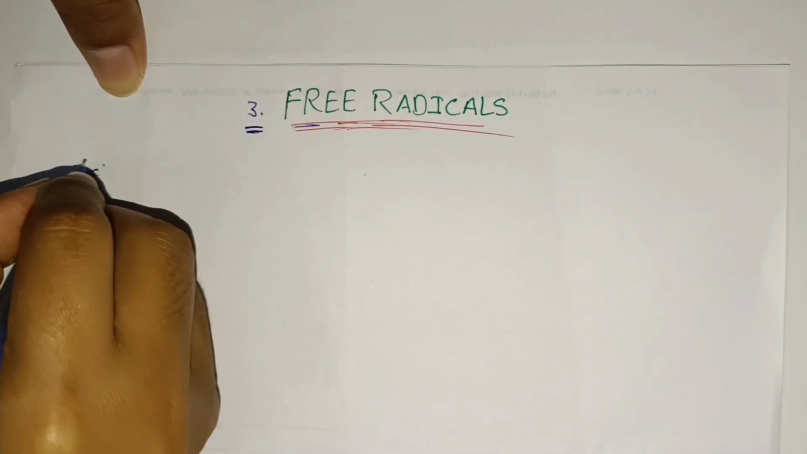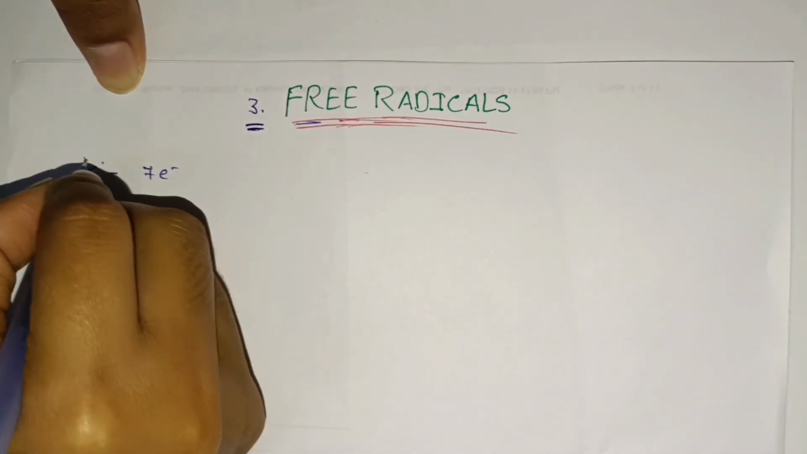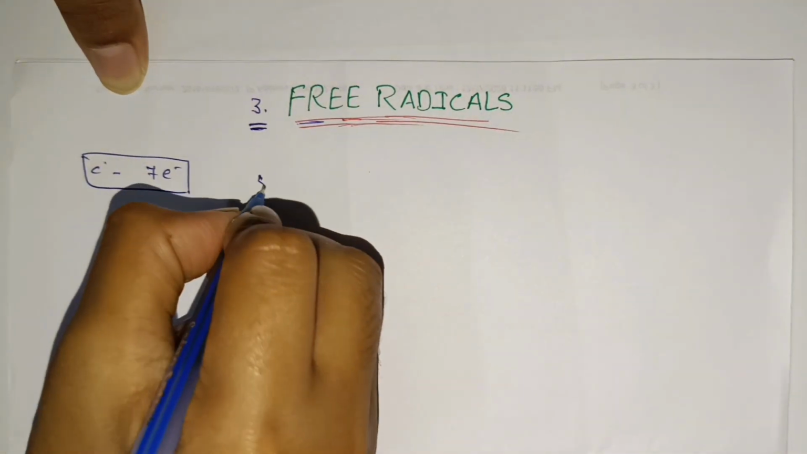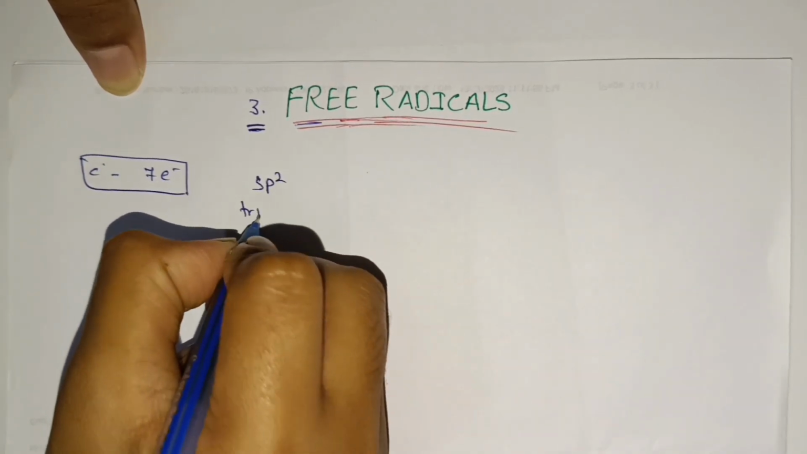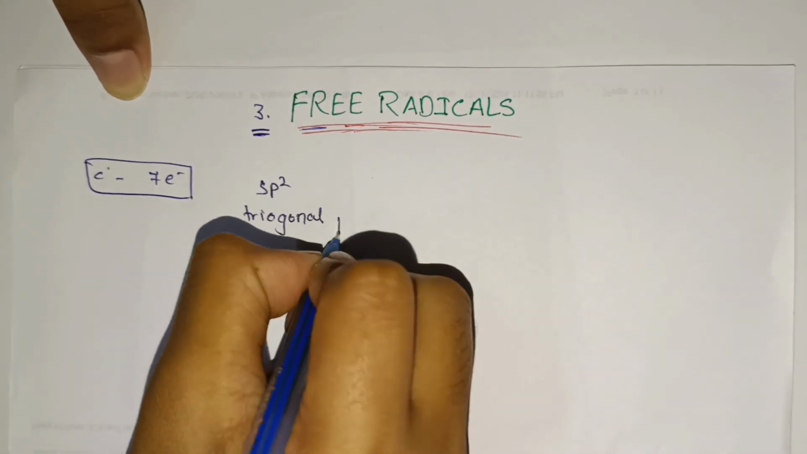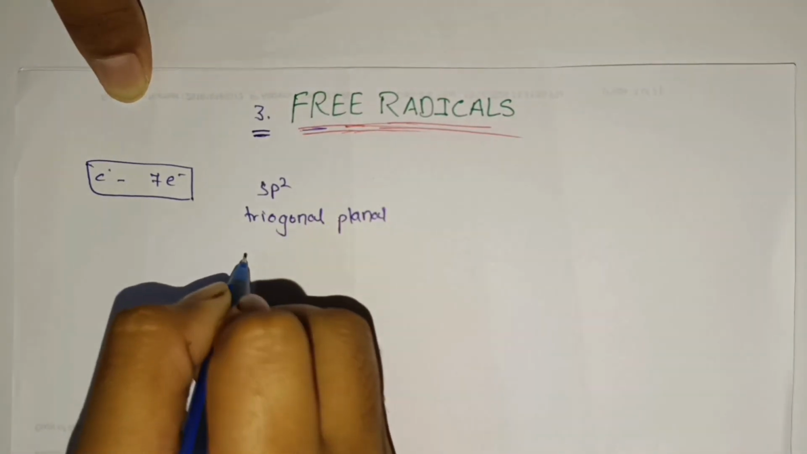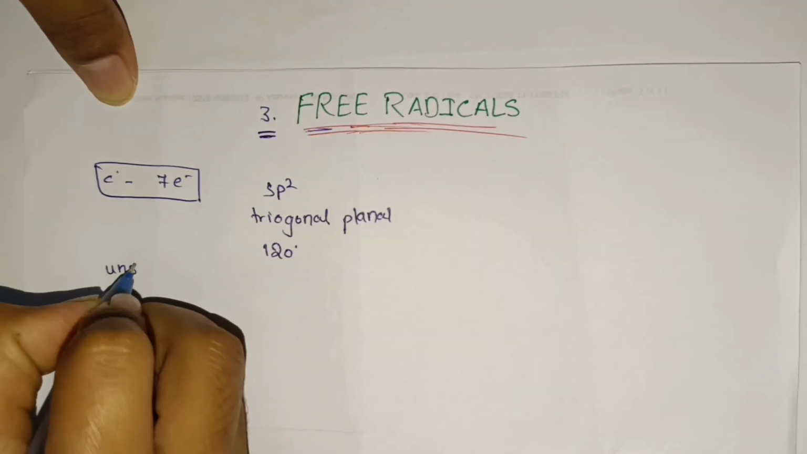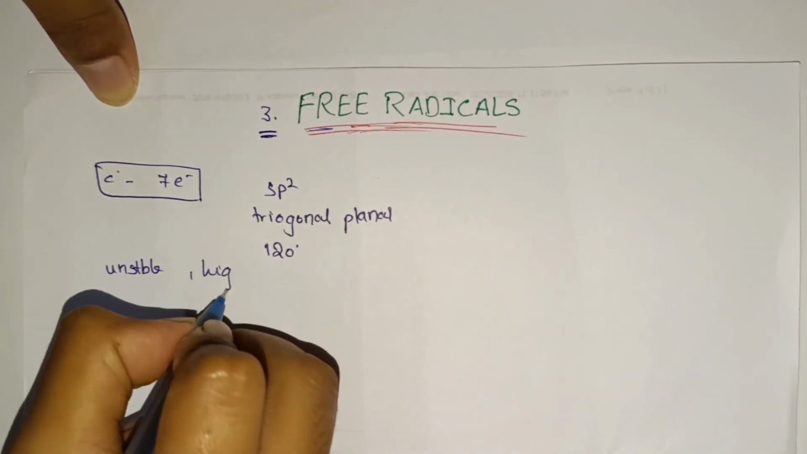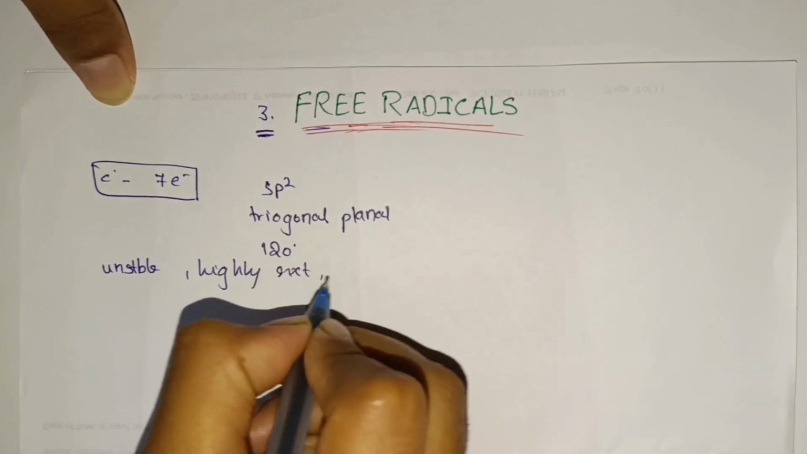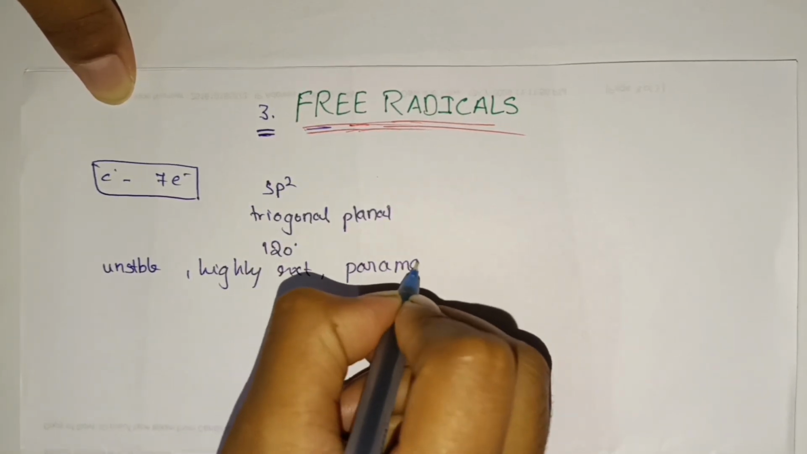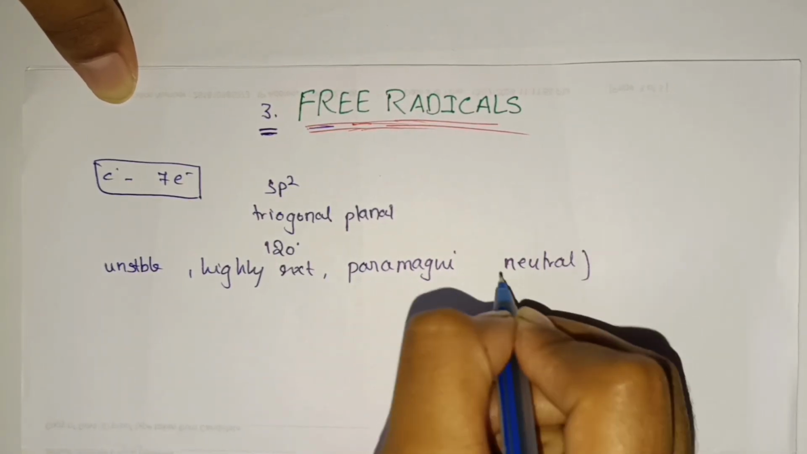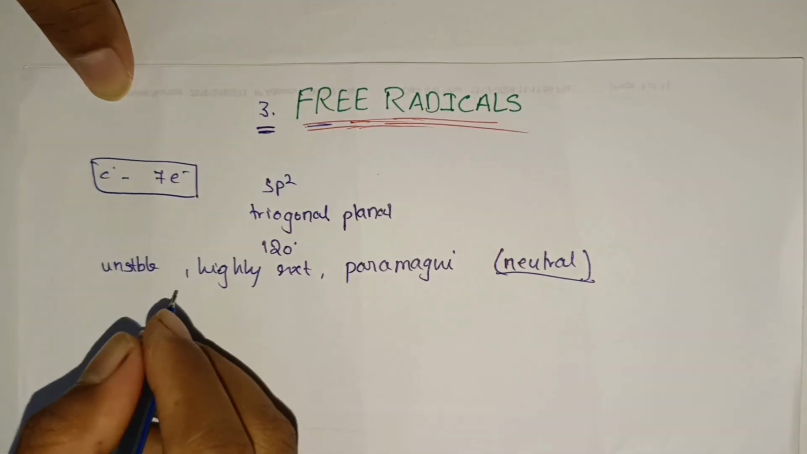Free radicals are trivalent carbon intermediates with 7 valence electrons. Hybridization is sp2, geometry is trigonal planar. So what is the bond angle? 120 degrees. This is unstable, highly reactive, paramagnetic. Free radicals are neutral. This is about the structure of free radical.